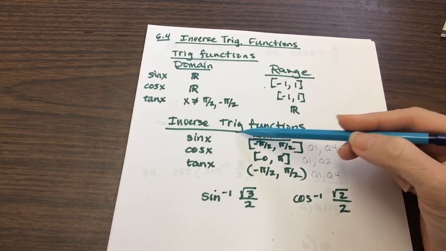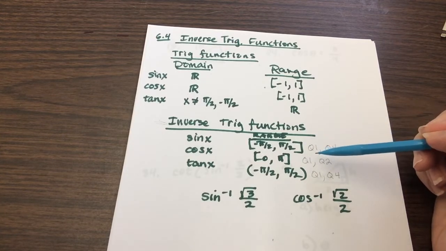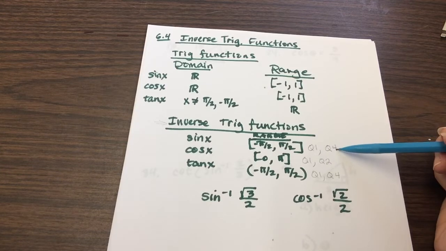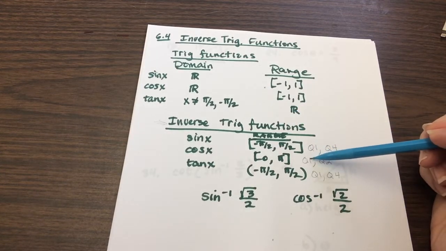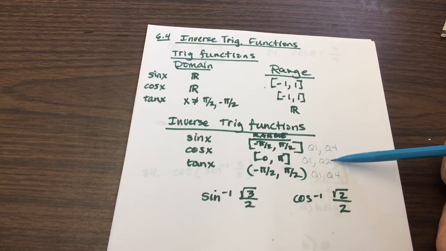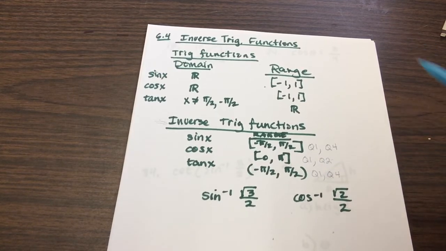So if I'm looking at sine of x, if I got a positive, I'm getting it from quadrant 1. If I got a negative, I'm getting it from quadrant 4. For cosine of x, my positive value is going to be from quadrant 1, my negative value is going to be from quadrant 2. Tangent, quadrant 1, quadrant 4. Alright, so I'm going to move on.